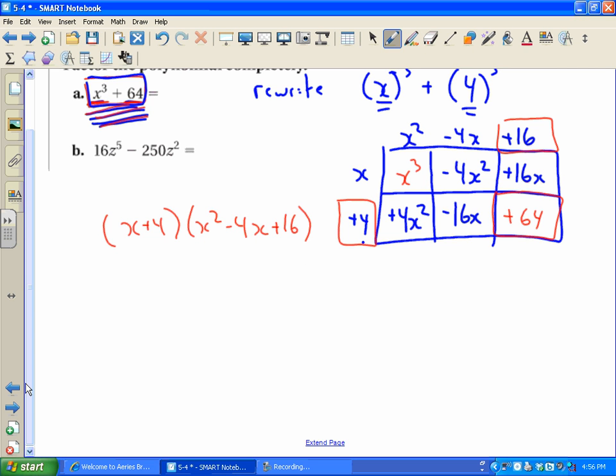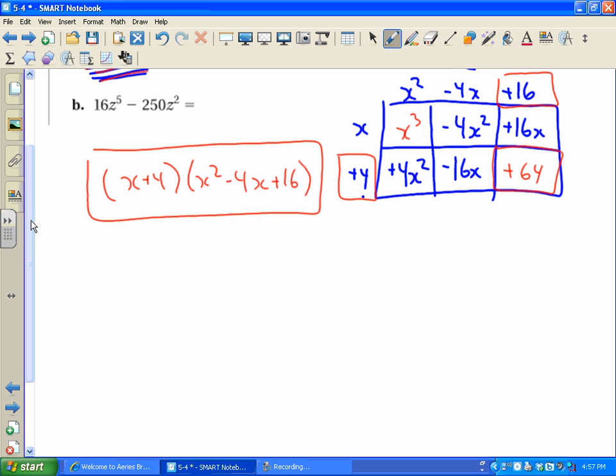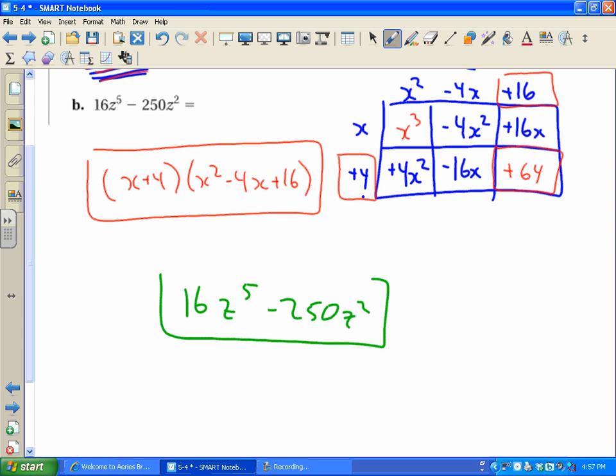So x plus 4 times x squared minus 4x plus 16 is the factored form of x cubed plus 64. Next up, we're going to look at 16z to the 5th minus 250z squared. Hopefully, you're starting to see the pattern. 16z to the 5th minus 250z squared. Remember, you want to take out that common factor first. In this case, we can definitely take out a z cubed.